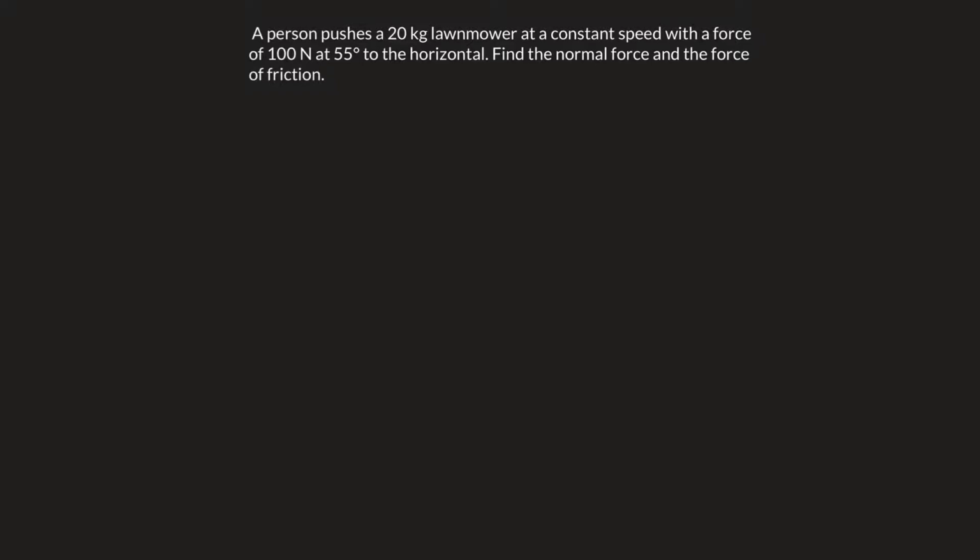Here's an example of a Newton's law of motion problem that we're going to have to solve using free body diagrams. So we have someone pushing a lawnmower at a constant speed, and constant speed is important because that means that F net is equal to 0. And remember that these questions are a little bit easier to do when you have no net force. The lawnmower is being pushed with a force of 100 newtons at an angle 55 degrees to the horizontal. We're going to look for the normal force and the force of friction.